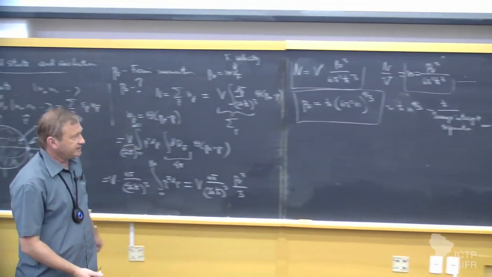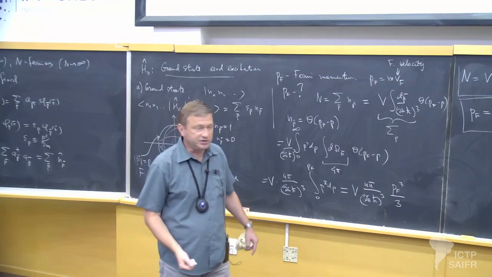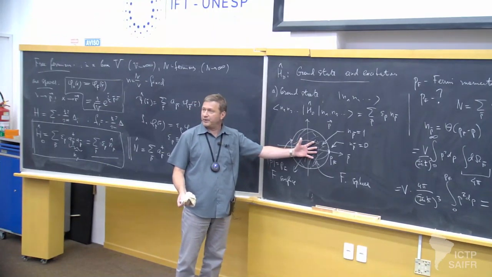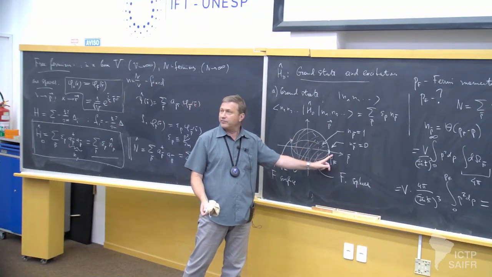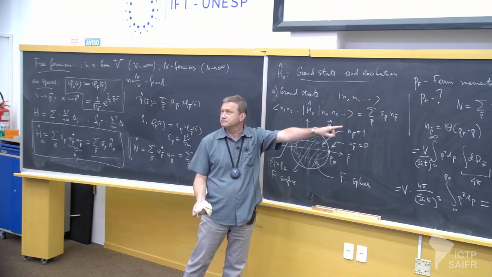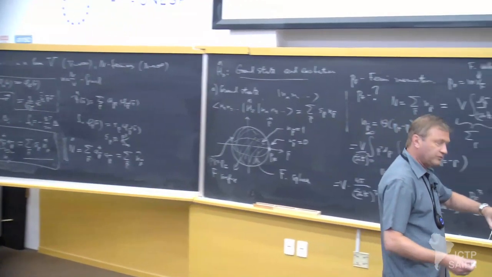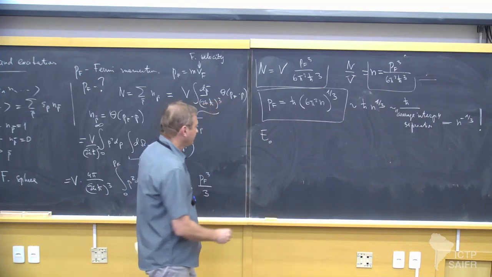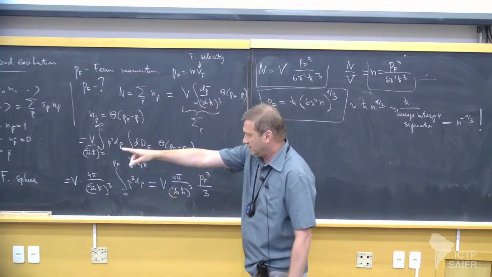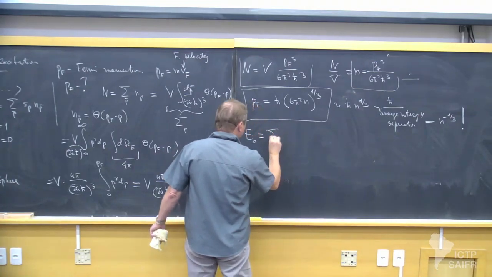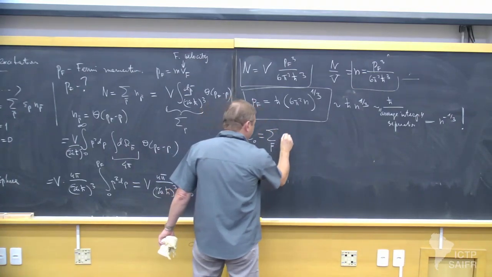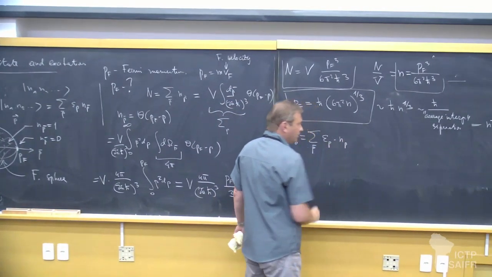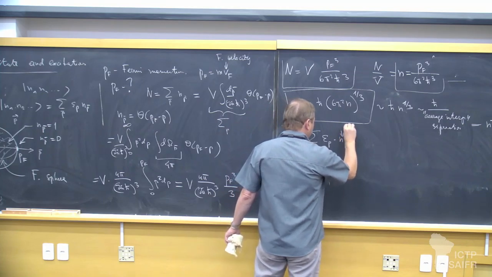Okay, so let's now calculate the energy in the ground state. In principle, we now have a description of the ground state: all inside occupied, outside empty, and the border is given by the density. So let's look a bit more at the properties of the ground state and calculate the ground state energy. We plug in using our Hamiltonian. We have to sum over p epsilon_p, which is p squared over 2m, times n_p, which is again a step function.